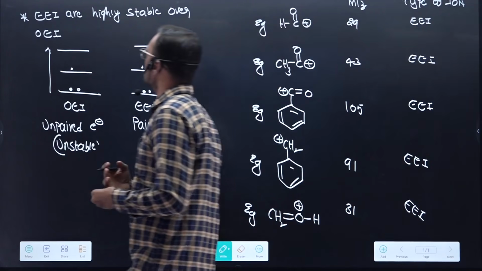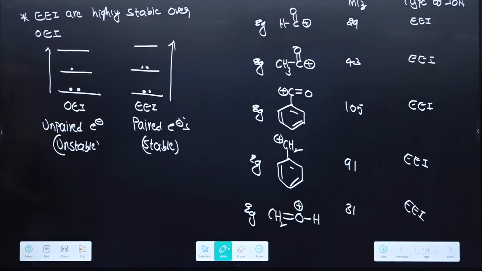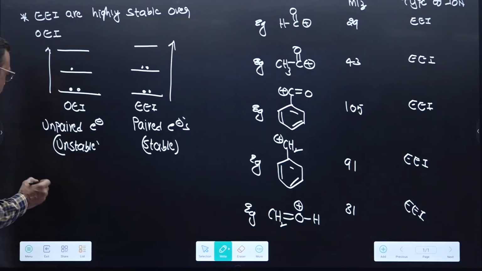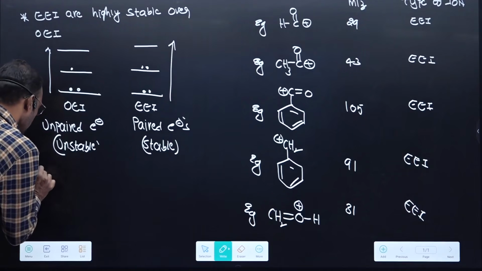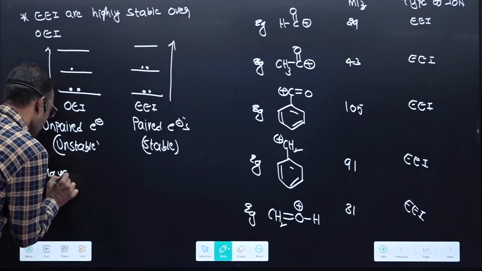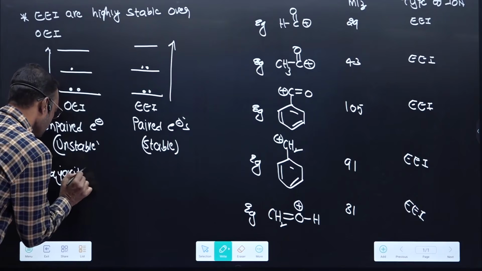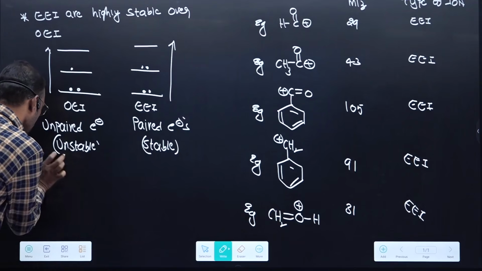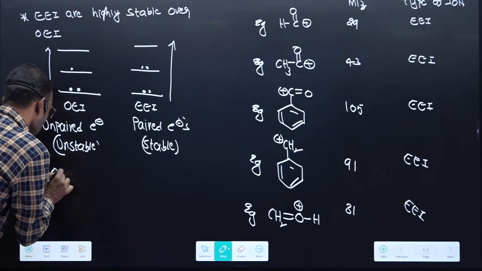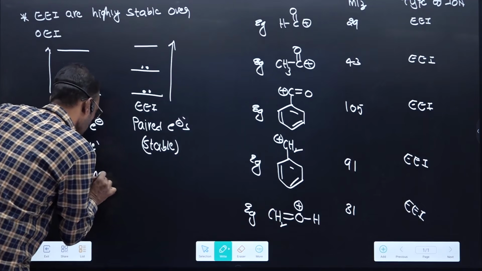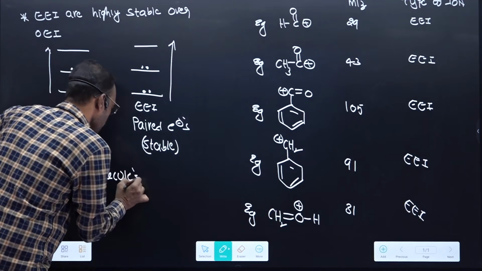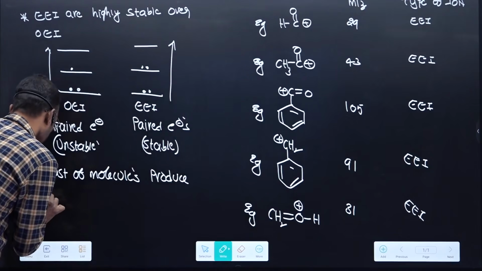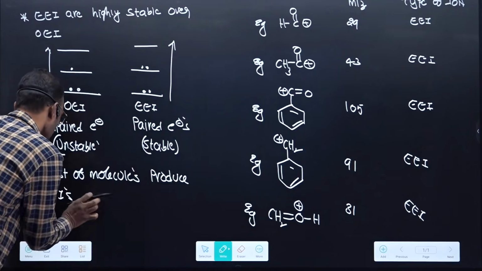Even electron ions are highly stable as compared to odd electron ions due to the presence of an unpaired electron in the odd electron ion. Okay. So, most of the molecules produce even electron ions. Only even electron ions are going to be produced.